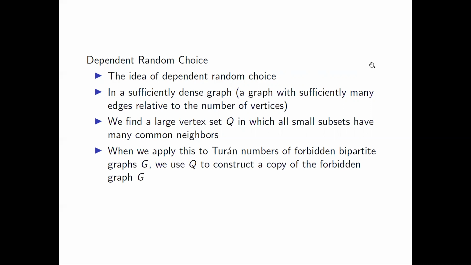And when we apply dependent random choice to bound Turan extremal functions of bipartite graphs, we will use the vertex set Q in this last bullet to construct a copy of the forbidden bipartite graph G. So we will build G using the vertices of Q.